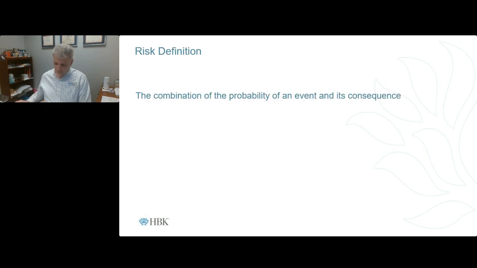First off, risk. The combination of a probability of an event and its consequence. Now, everybody typically just jumps to the one side of the equation and says, all right, risk is bad, but that's not necessarily the case. You could have a positive risk outcome or a negative risk outcome, but by definition, you can get either one of those. So just keep that in mind.